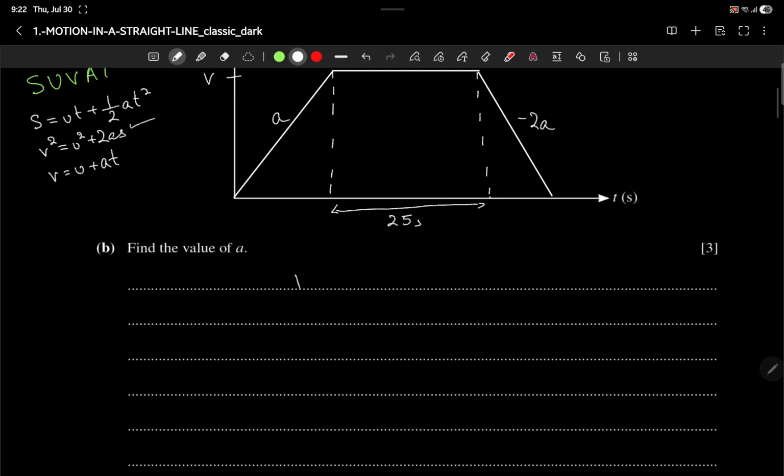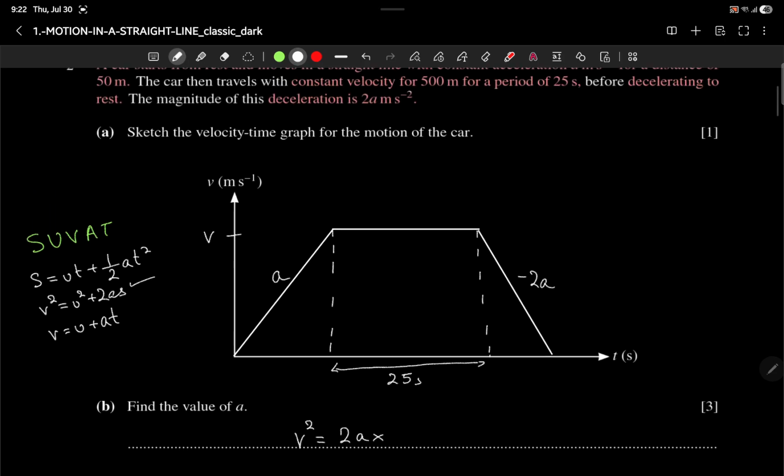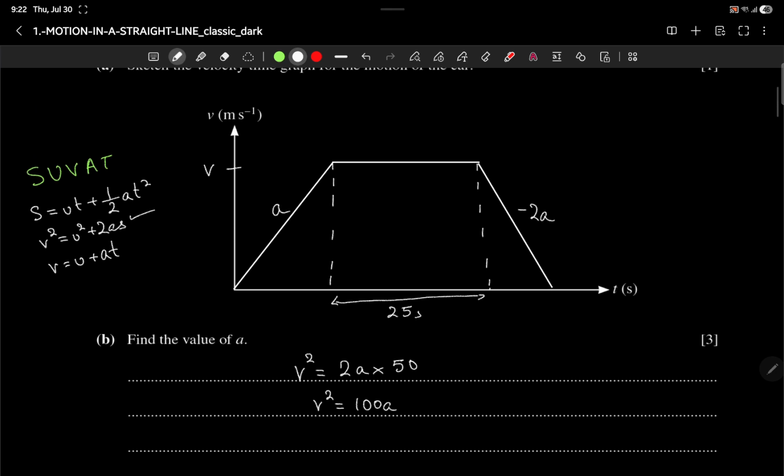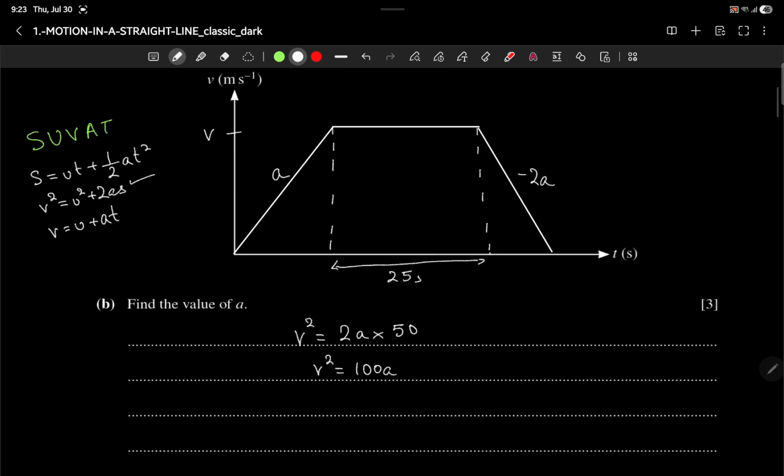So the final velocity is v squared. Initial is 0, so you don't need to write that. Twice into acceleration a into s. Now s is the distance, which is 50. So v squared equals 100 times acceleration.